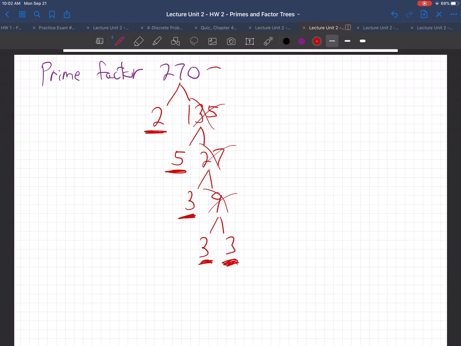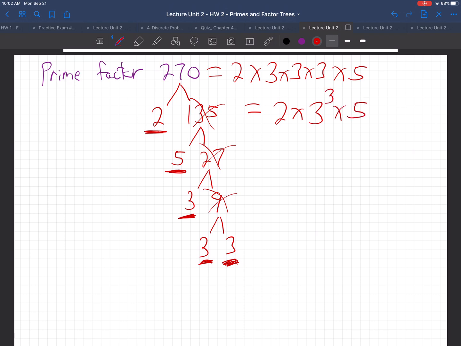So we just say, okay, so we have a 2. I'm going to put them in order. 3 3s and a 5. In other words, the way the program wants us to put them in is 3 to the third times 5 in order like that. 2 times 3 to the third times 5.